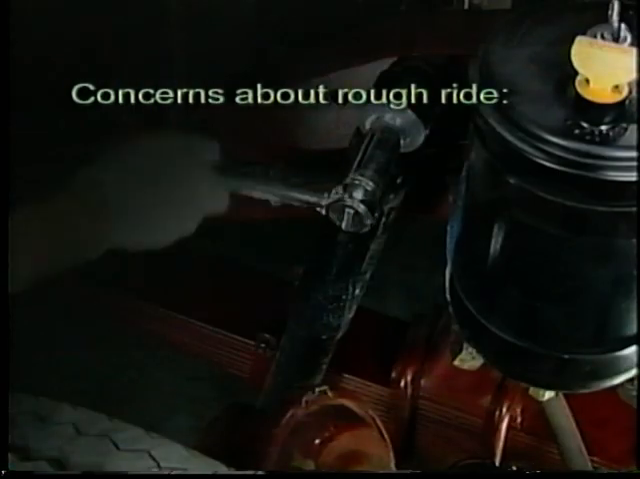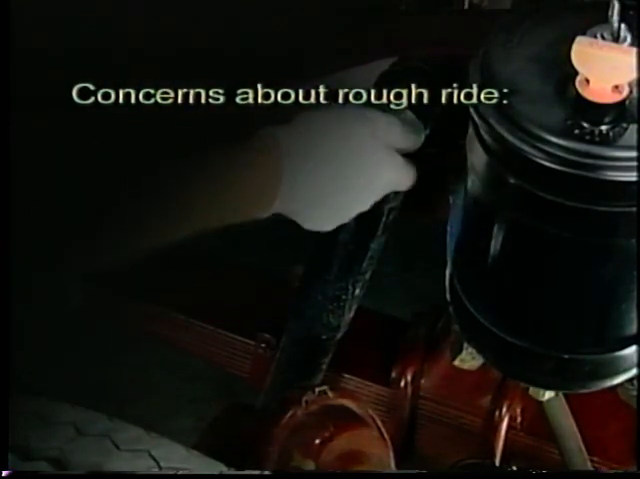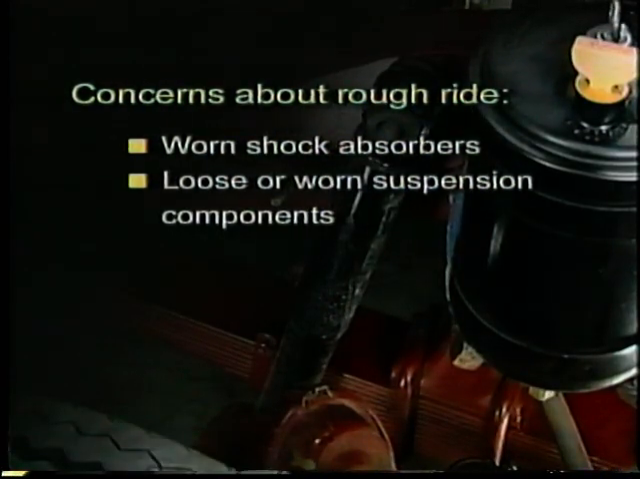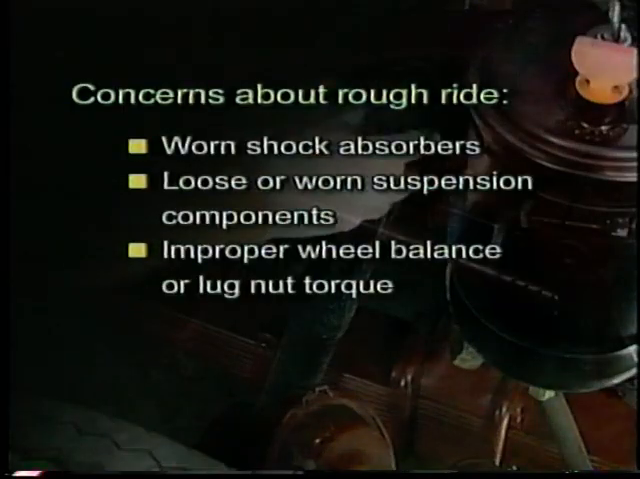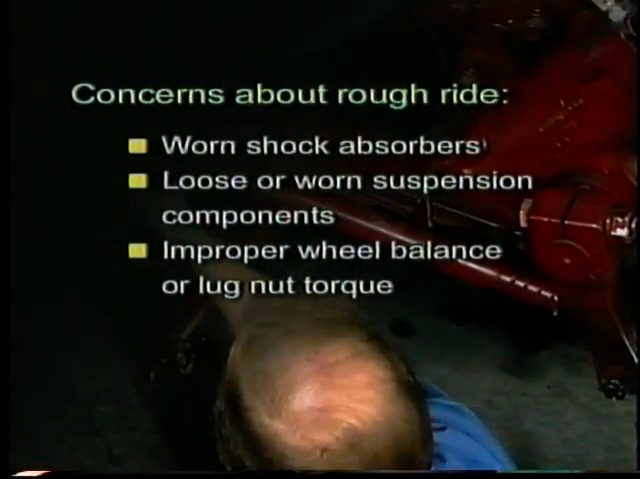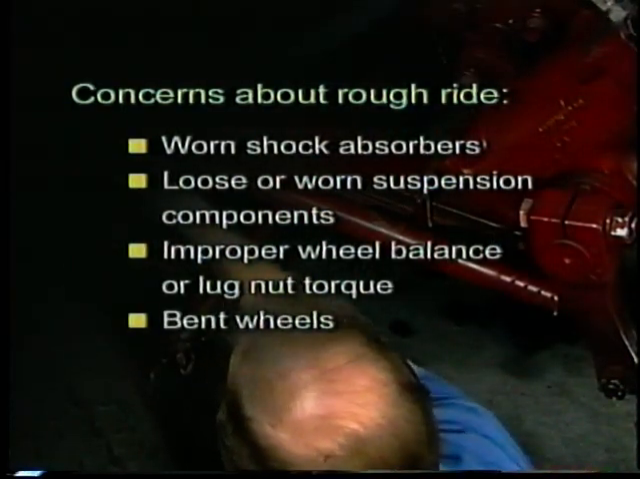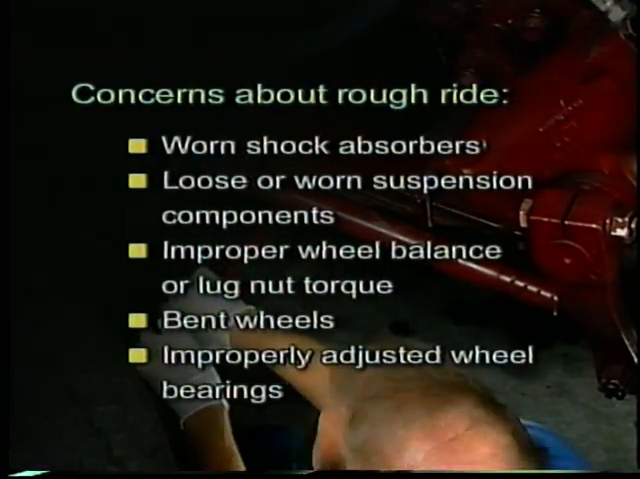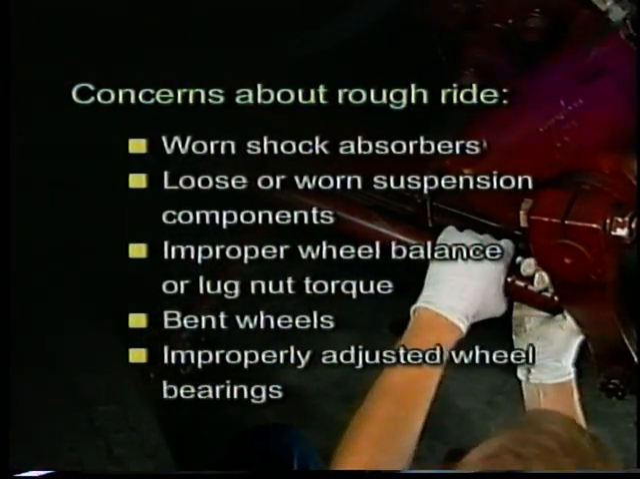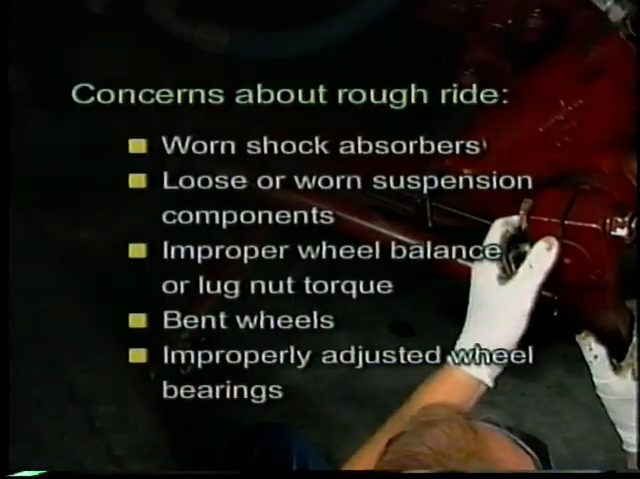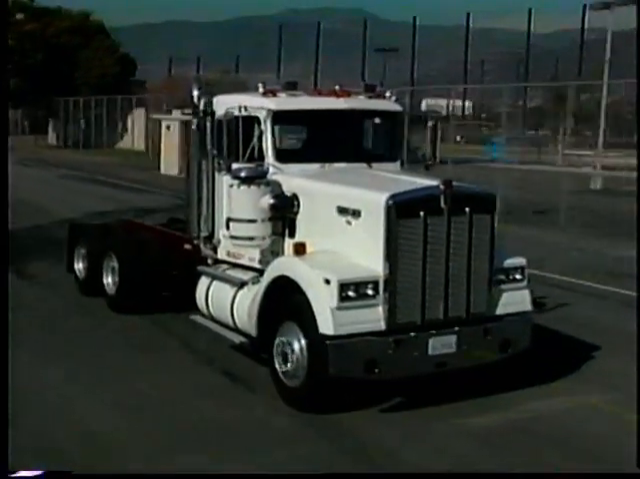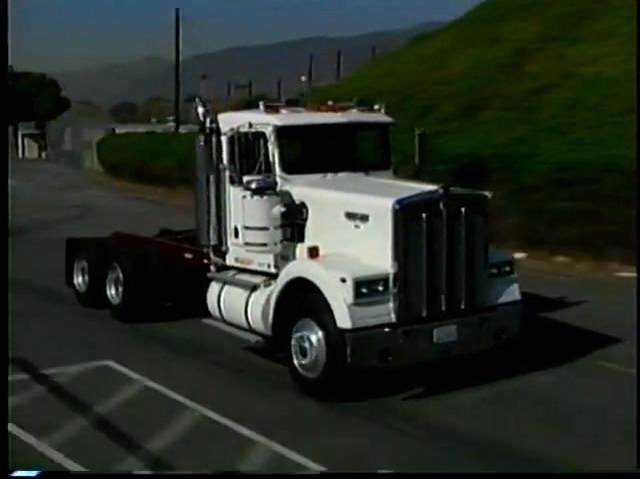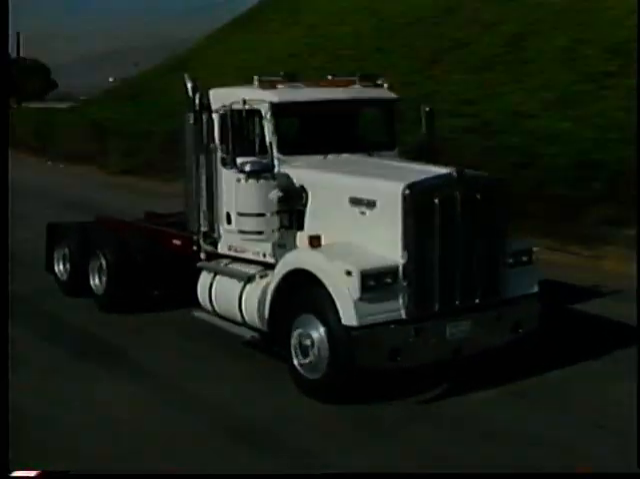Concerns about rough ride can be related to worn shock absorbers, loose or worn suspension components, improper wheel balance or lug nut torque, bent wheels, or improperly adjusted wheel bearings, all of which may show up as tire wear, so be thorough in your inspection. If the tire pressure and suspension components are okay, road test the vehicle to verify the complaint.